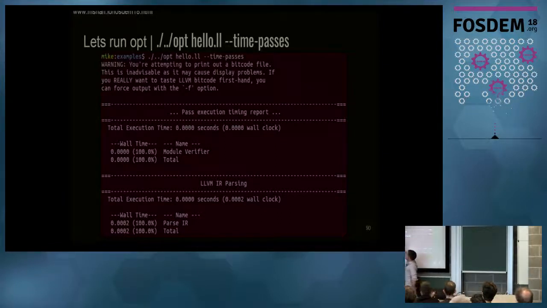Okay, so I'm going to run opt again on our hello program. So run opt on a textual bitcode. And then I've got this time-passes flag. Basically, there's a bunch of optimizations you can apply. I'm not applying any right now. So I get a list of my passes. There's just a verifier here to make sure it's a valid input, and that's it. But I'm timing passes here.